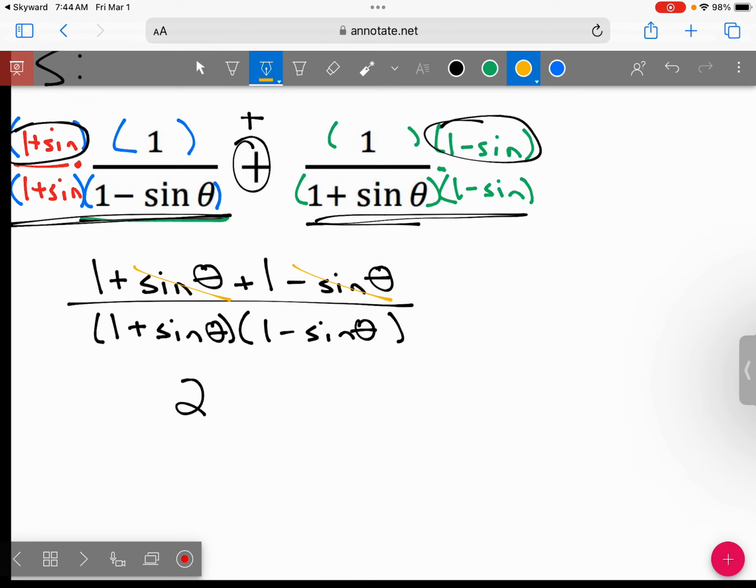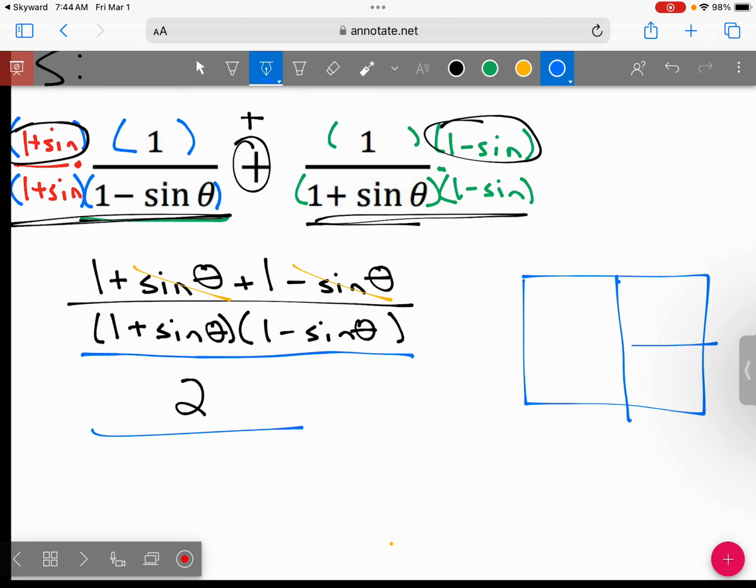Now, I don't really know what we can do with 2 over 1 plus sine times 1 minus sine. So on this problem, we're actually going to have to multiply out this denominator. I didn't want to do it right away, but we got to do it now. If we multiply out this denominator, remember, we can't just say that it is 1 times 1 is 1, sine times negative sine is negative sine squared.